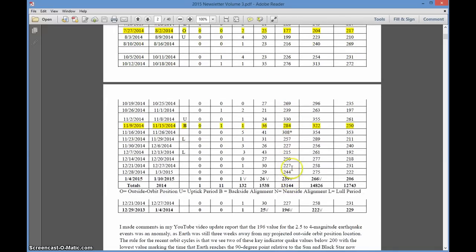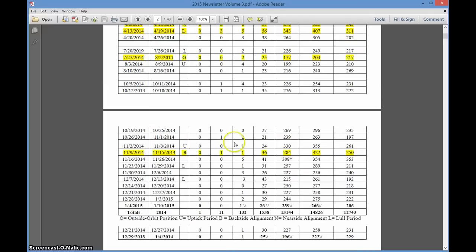We watched, and remember this is predicted far ahead of time. What we do is we go to our backside alignment date. You see this week right here? Last year that was 10/25. Now we're going to 11/15, and that's 21 days.